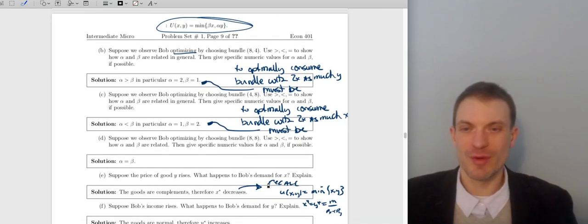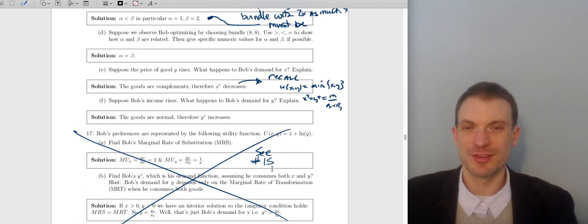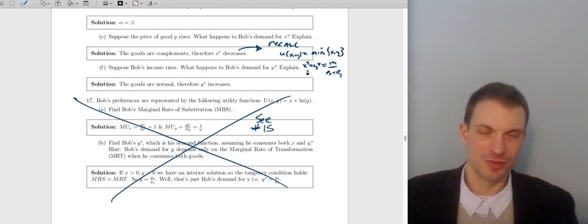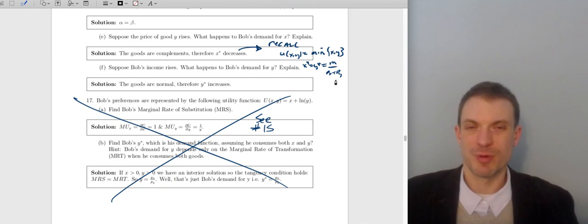Suppose the price of good Y rises. What happens to Bob's demand for X? Price of good Y rises, we buy less of both, right? They're complements. Think of perfect complements preferences. The demands are going to be x star, y star is M over PX plus PY. If the price of either rises, the demand for both falls.